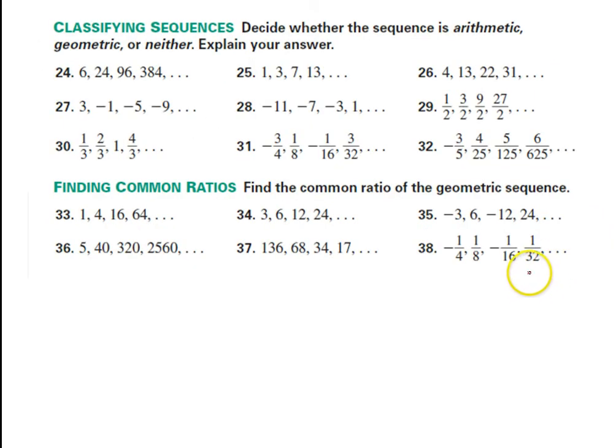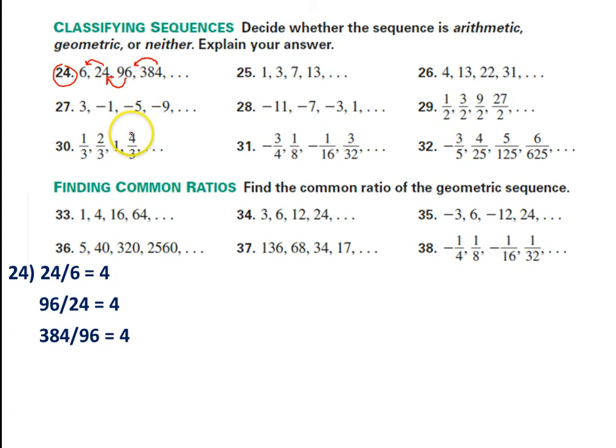Okay, so let's look at 24. Is it geometric, arithmetic, or neither? 6 to 24 is a ratio of 4. How about the next one? You've got to check them all. You cannot just assume after doing 1 or 2. 24 to 96 is 4. How about the last one? 96 to 384 is 4. So what is it? Arithmetic, geometric, neither? There's a common ratio as we go down the list, so this would be geometric.